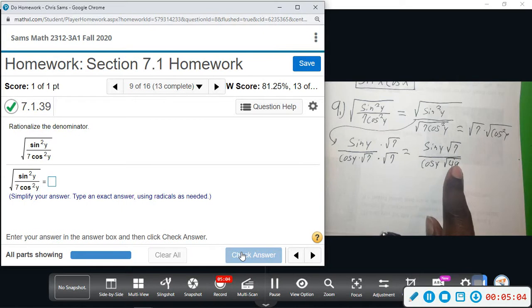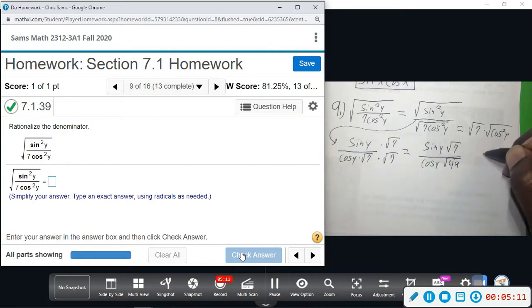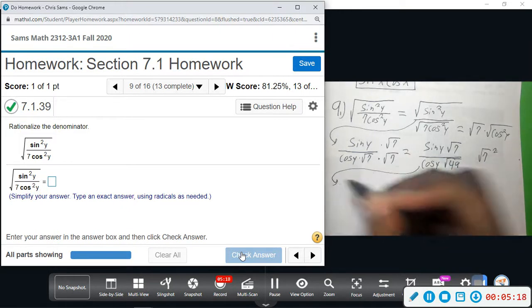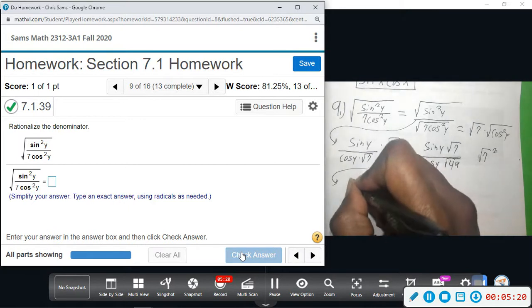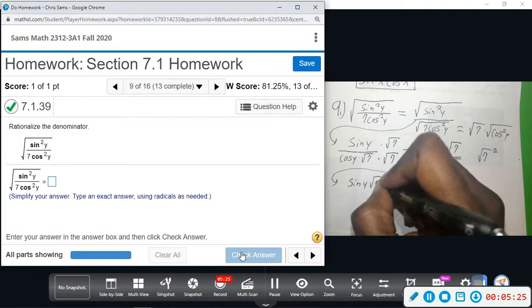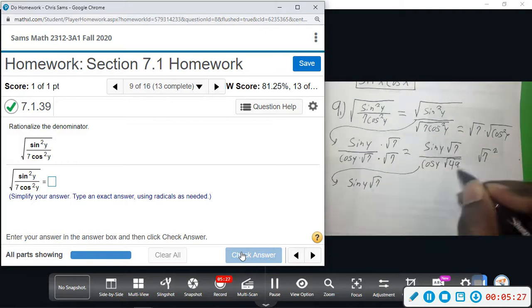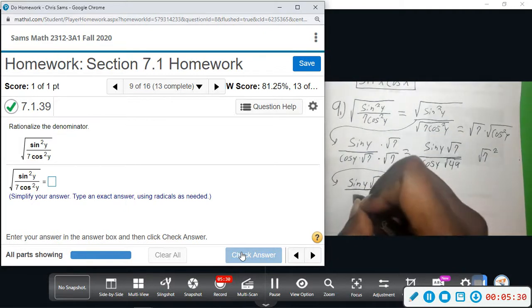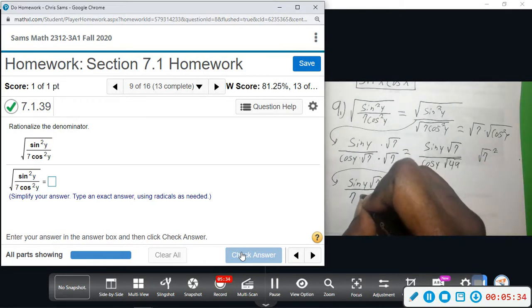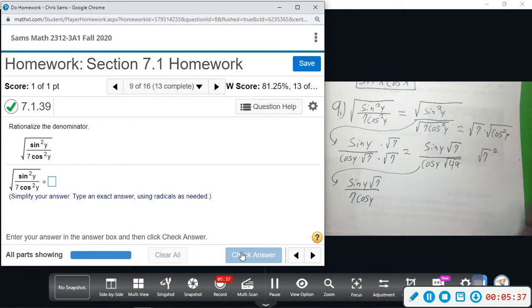The square root of 49 is a perfect square. The square root is just going to go away. Another way of thinking about it is the square root of 7 squared, and they cancel each other. So I'm going to come down one more step: sine y square root of 7, and then the square root of 49 is 7, over 7 times cosine of y, and we normally put the numbers out front.